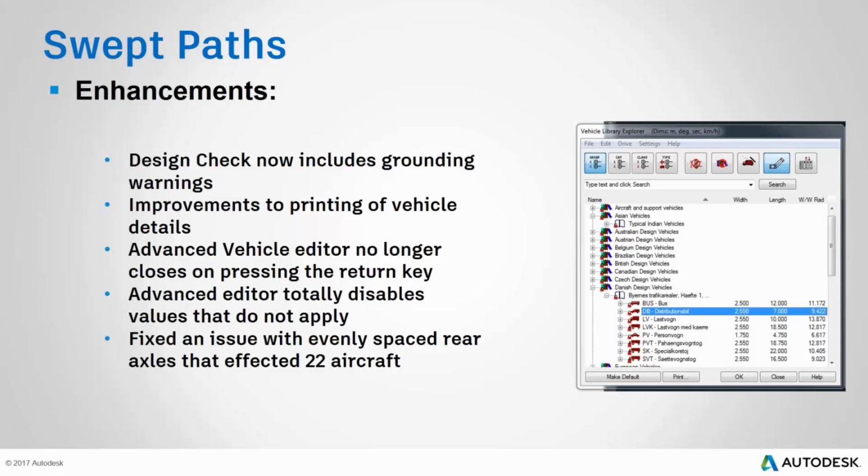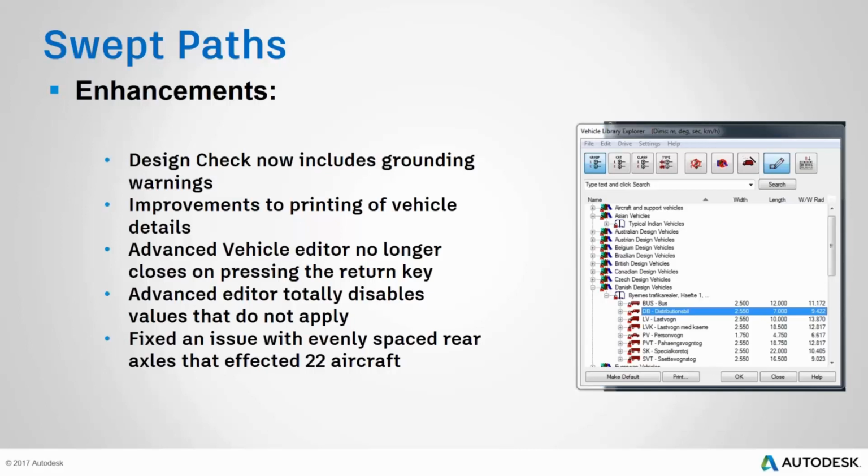And we've changed some of the fields in the advanced editor, so we disabled and removed values that are not applicable. The issue was that we had a whole load of values that we were showing for pendle and other types of axles that had no meaning for most vehicles. And in a couple of cases, they contained values that were misleading. So we've removed those or totally disabled the fields in the advanced editor.